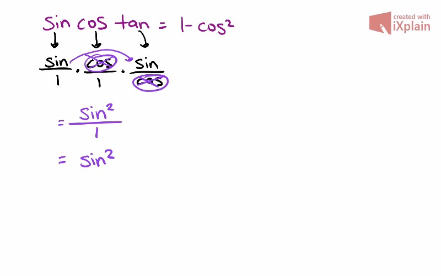Now it still doesn't match the right side, so we need to look at 1 minus cosine squared. We need to look at that on the identity sheet. Okay, 1 minus cosine squared on the identity sheet actually gives you sine squared. And now we're finished with that problem. Okay, next one on the mini lesson. I believe this was the last one.